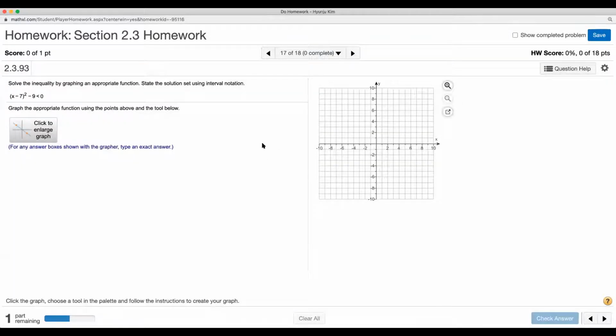Solve the inequality by graphing an appropriate function. State the solution set using interval notation. This is also a problem covering the same objective, solving an inequality by reading the graph.